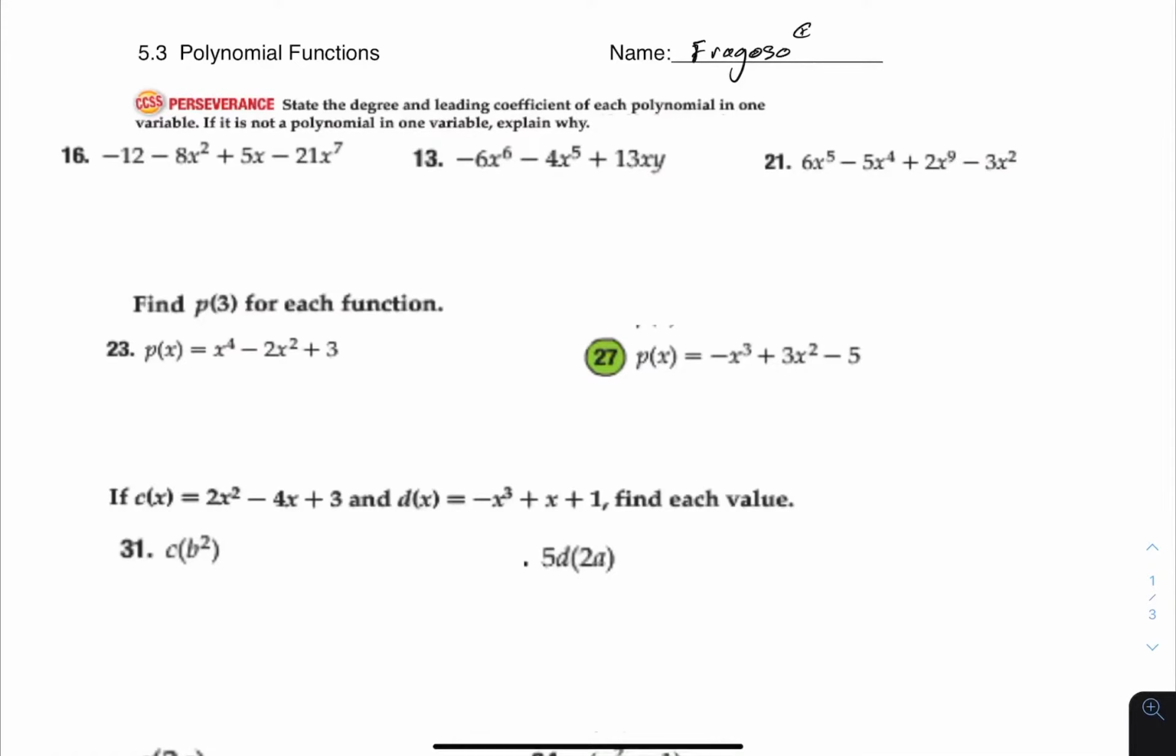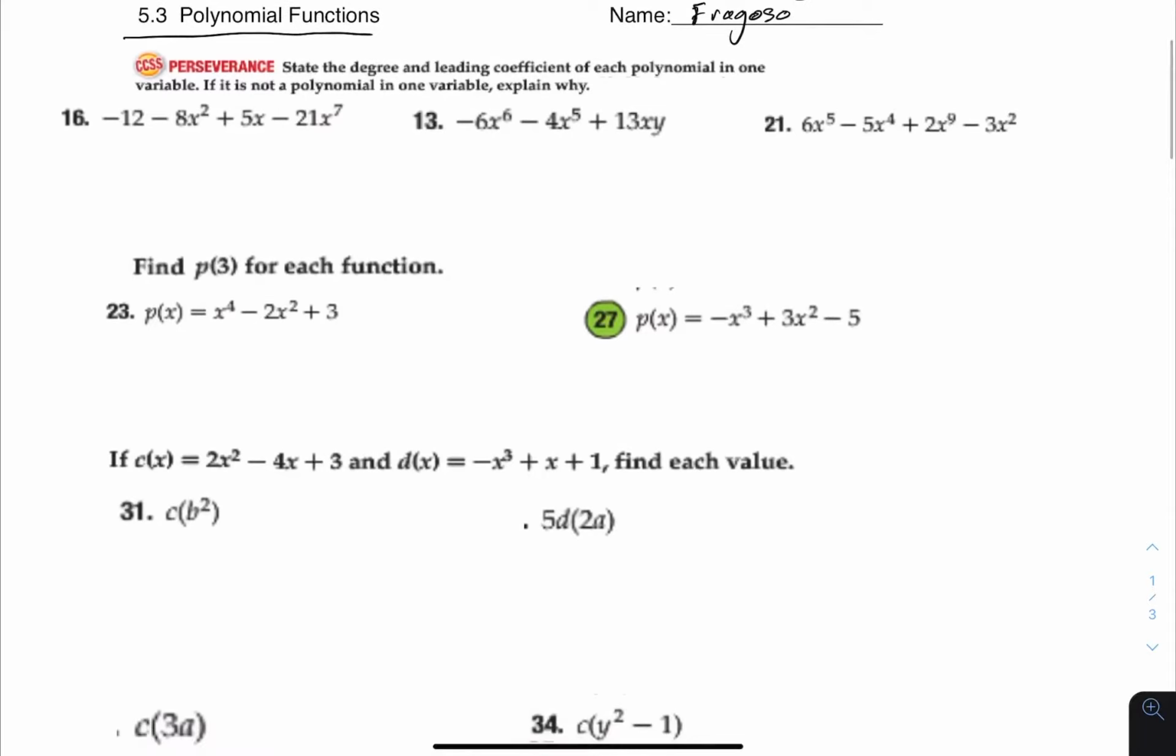Worksheet 5.3 polynomial functions. Let's work through this. State the degree and leading coefficient of each polynomial in one variable. If it is not a polynomial in one variable, explain why. So first one, it is a polynomial in one variable.